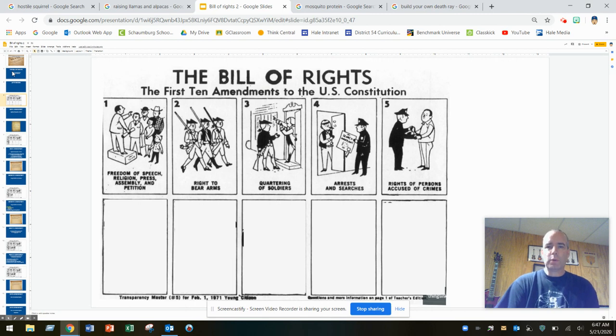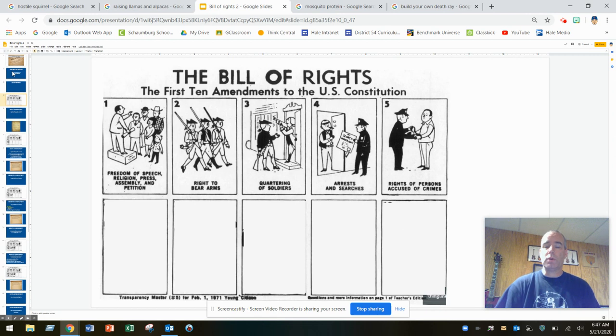So the first five that we went through yesterday: the right of freedom of speech, religion, assembly, and to petition the government, all that good stuff, and the press. Number two, the right to bear arms. Number three, the soldiers can't live in your house. Number four, they have to have a good reason to arrest you and throw you in jail. They can't just come kick your door in and take your stuff and throw you in jail. And then number five is about the rights of people who are accused of crimes.